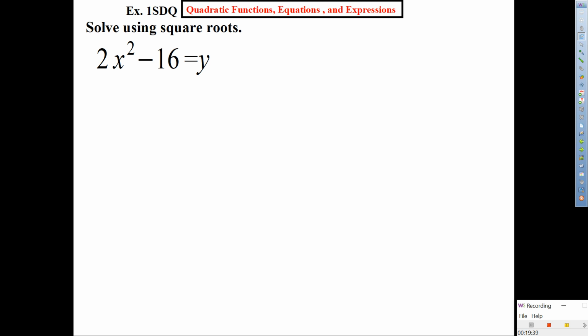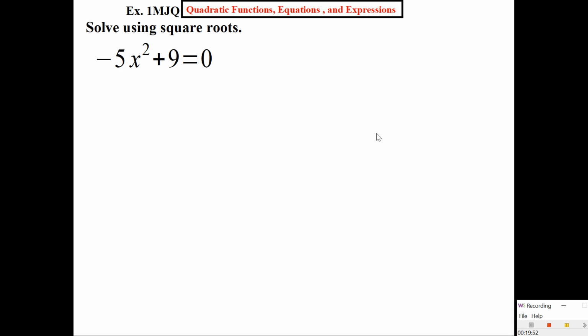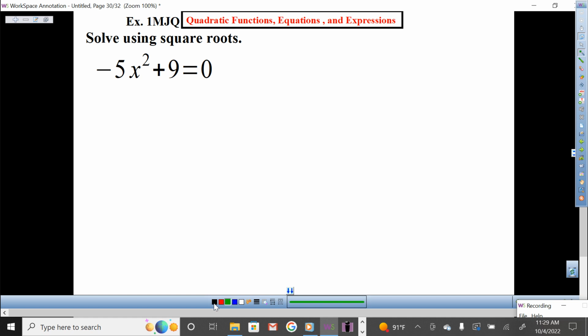Negative 5x squared plus 9 equal to 0. All right? Since this one's already equal to 0, continue from there. Dylan, what do we do? Subtract 9 from each side. We got negative 5x squared equals negative 9. Valente, what do I do with x? Tell your neighbor, what do we do next, guys?